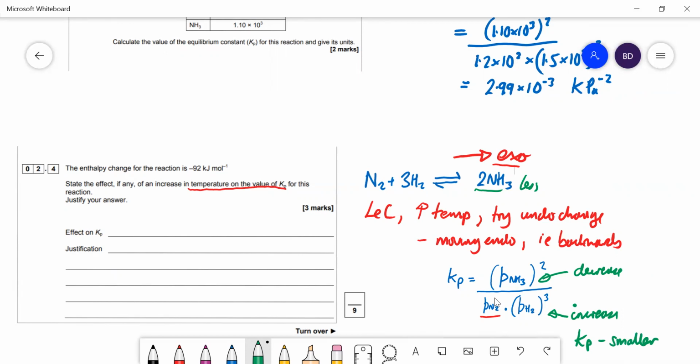And it's worth mentioning here the trick question, sometimes they ask, what would happen to the Kp if you increase the pressure? The value of Kp is not affected by changes in pressure. The position of equilibrium is changed by the pressure, yeah? So you increase the pressure, there are more gas moles on the left than the right, so it will go forward. You'll get more ammonia, but that will not change the value of Kp. It may seem odd, but it changes the position, but it doesn't change the value of Kp.